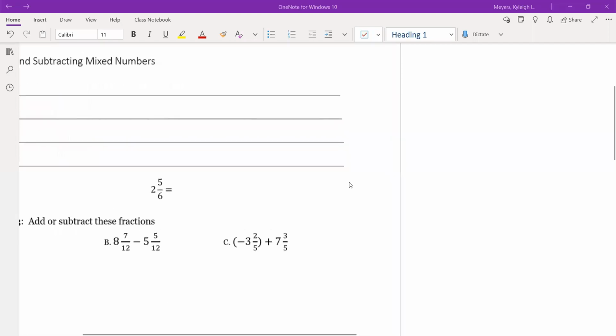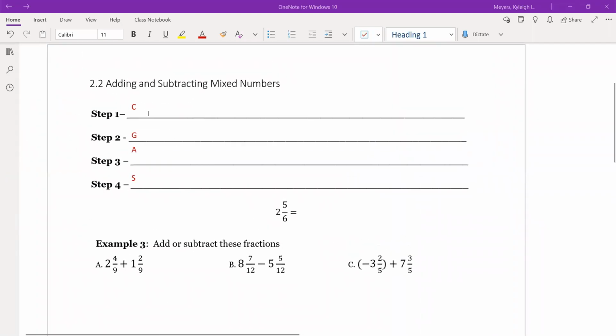All right, so we're going to talk about adding and subtracting mixed numbers. So the steps are really similar, except for the first one. So you have to convert the mixed numbers into improper fractions, and we'll review how to do that. And then you have to get common denominators.